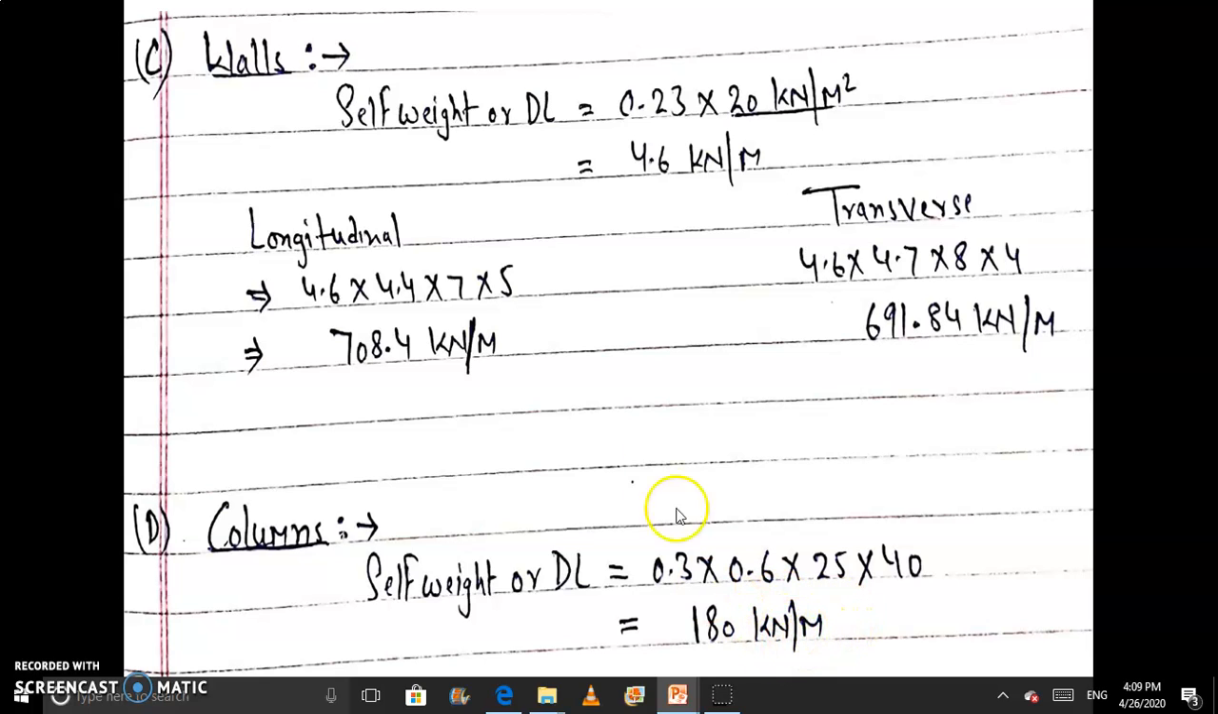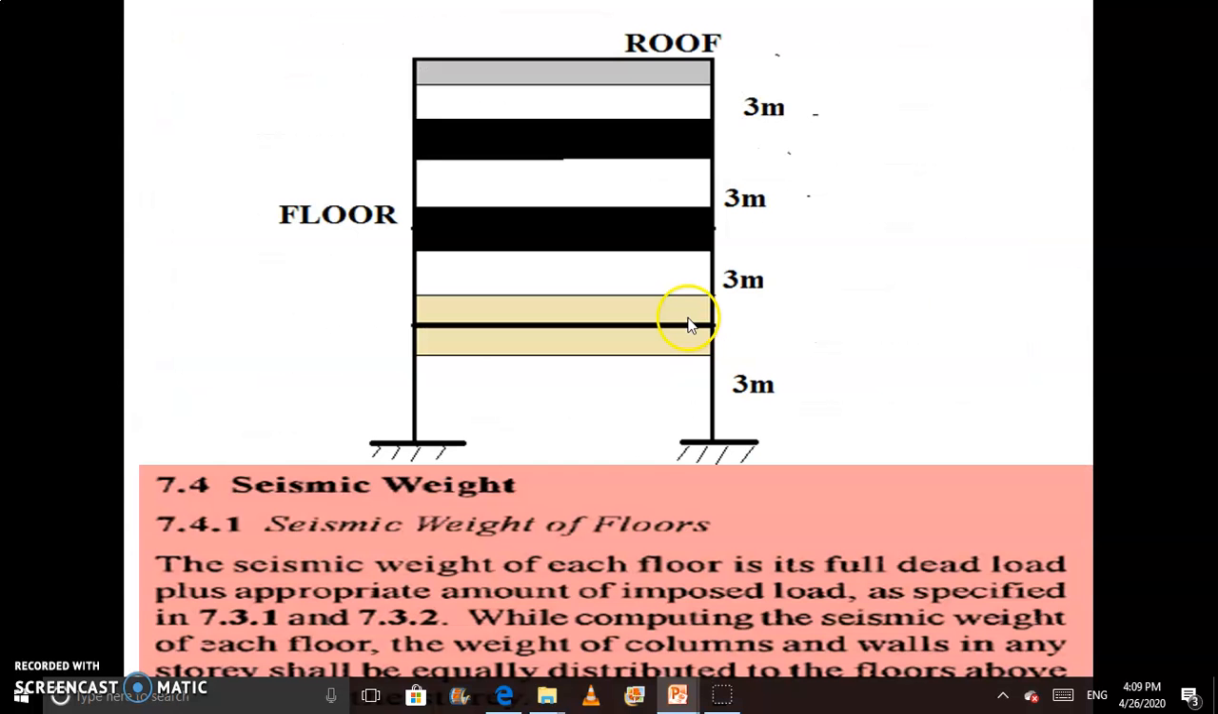So we see in further slide how we convert this kilonewton per meter into kilonewton. In these elements now we have to find the live load. So how we find the live load and mass?